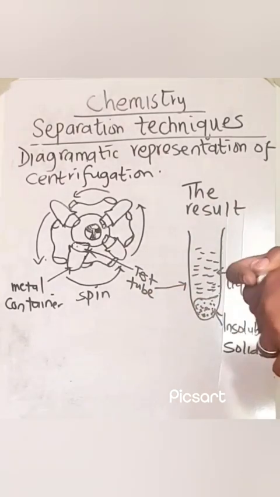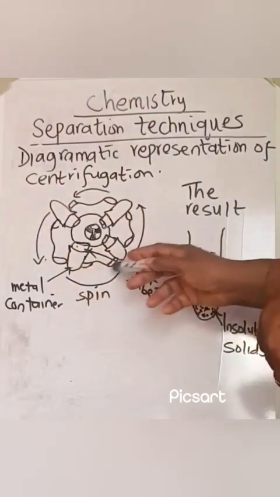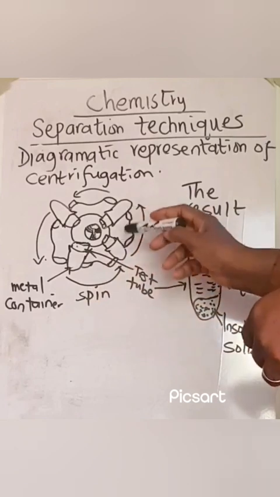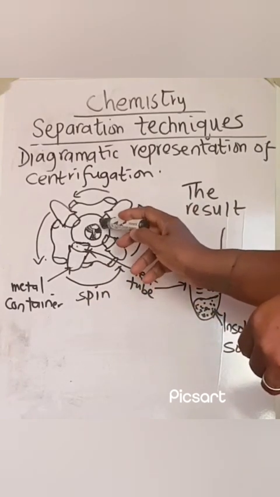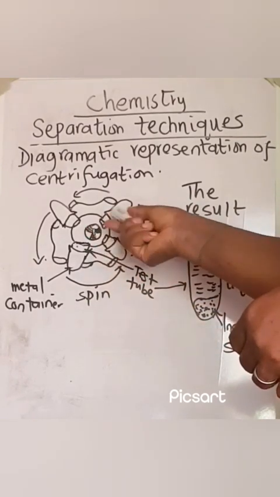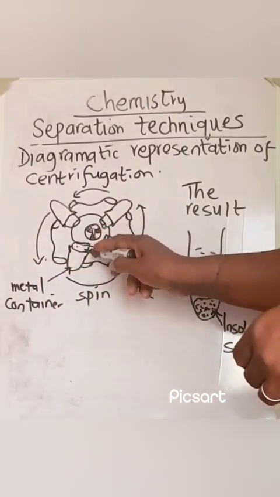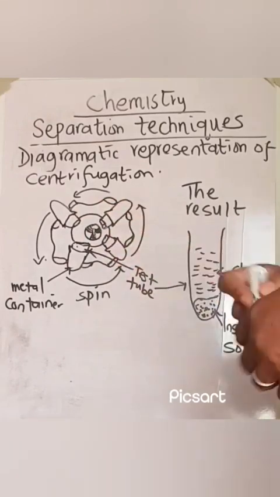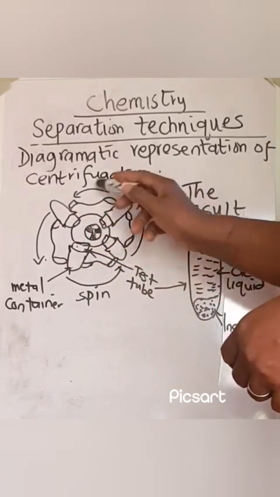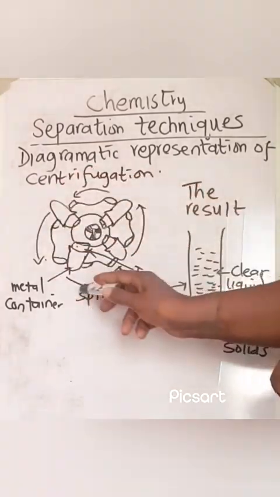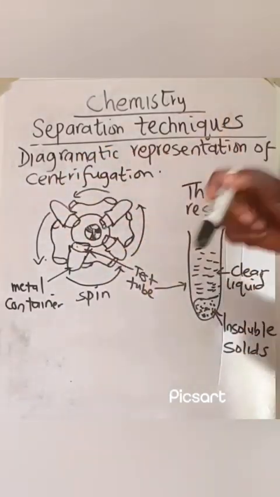Heavier particles will settle down. So this is the machine. This is the centrifuge. This is the metal container holding those test tubes. This is the test tube, and this is the metal. Like I said, this is the metal container, and this inside is the test tube. And this is the machine. This is how it spins. It spins round at very high speed.